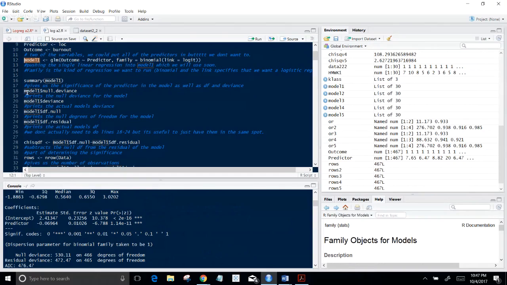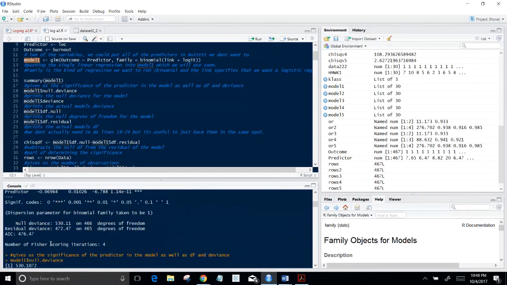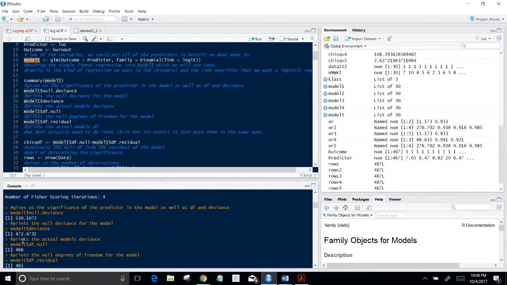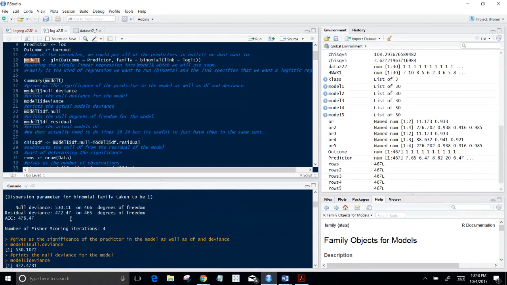Just for the sake of typing it in and getting the individual numbers pulled out, even though they're right here, I typed in model 1 deviance, null deviance, df null, df residual, all that, and they pop up right below. These numbers match the ones found up here from the summary.